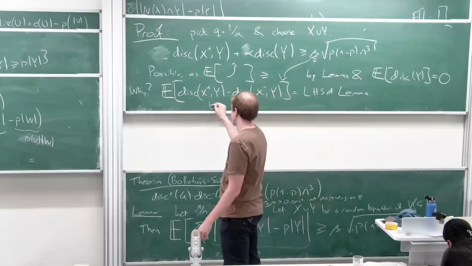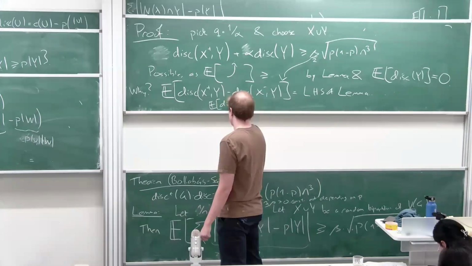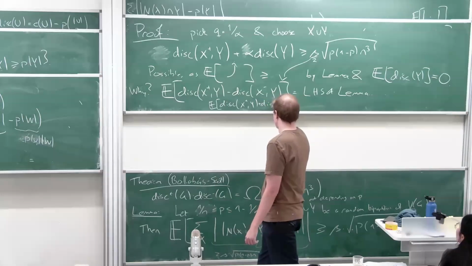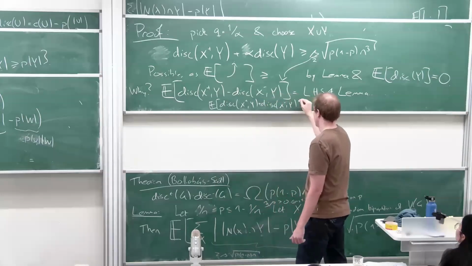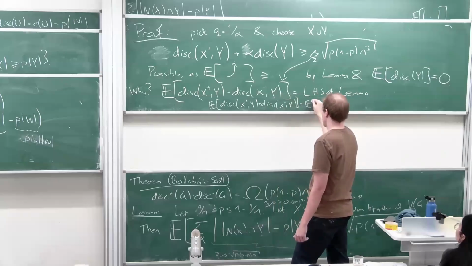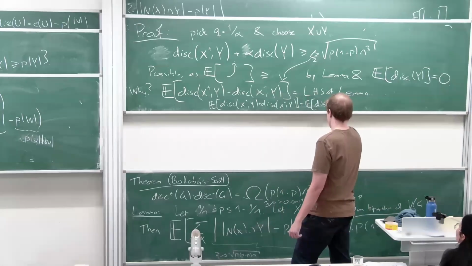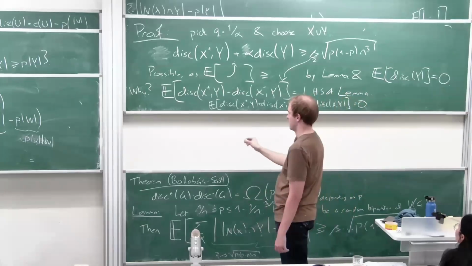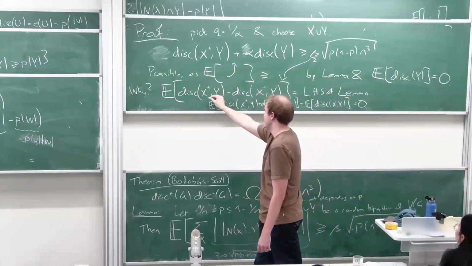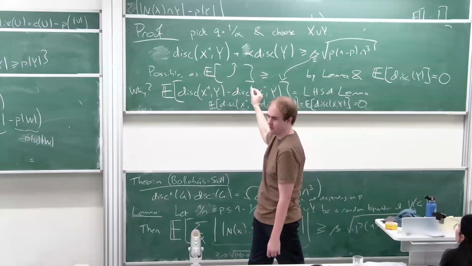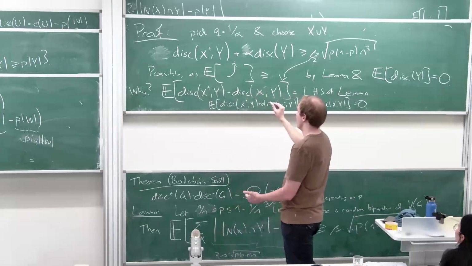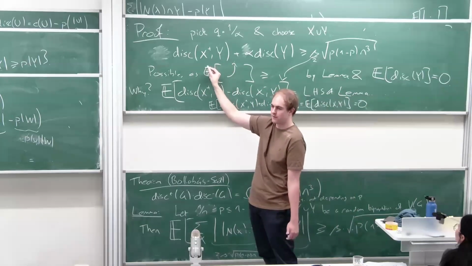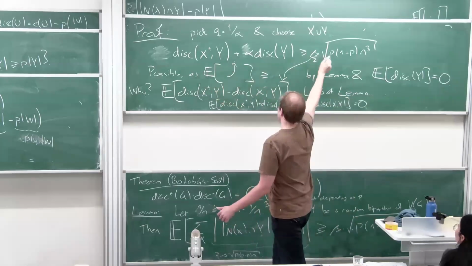On the other hand, the expectation of the sum is just 0. So hence, the expectation of this difference is just twice the expectation of this first term. So really the lemma implies that the expectation of this guy is large. So there is an instance where this term is pretty large.